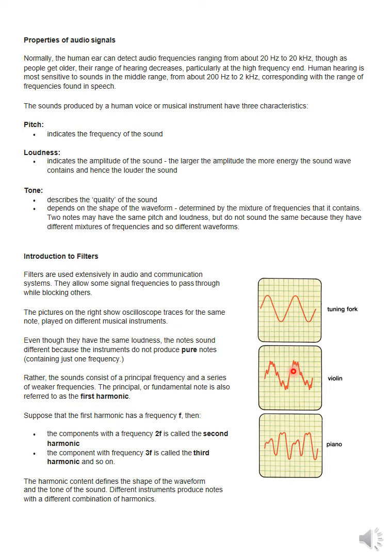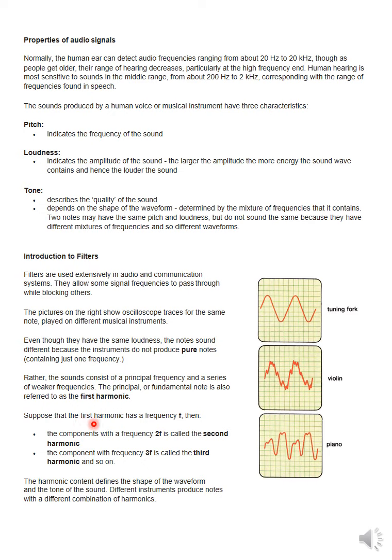If you are using, let's say, a violin, it will create a sinusoidal wave like this, with changes on the tops, glitches, you can say. And with a piano, even if we are using the same pitch, it will have different notes, so that's why you can see the waveforms are different, and there is a difference in the frequency also. Rather, the sound consists of a principal frequency and a series of weaker frequencies. The principal or fundamental note is also referred to as the first harmonic. So depending upon the change in the waveform, you have a first harmonic, second harmonic, third harmonic.